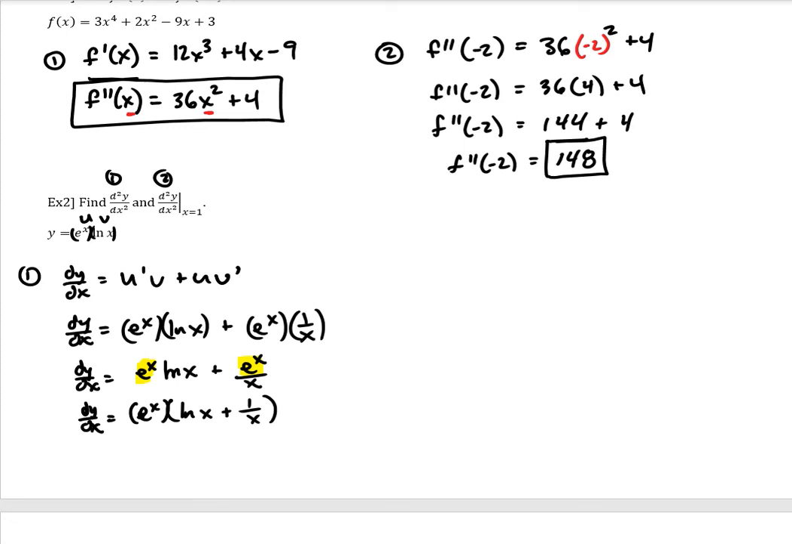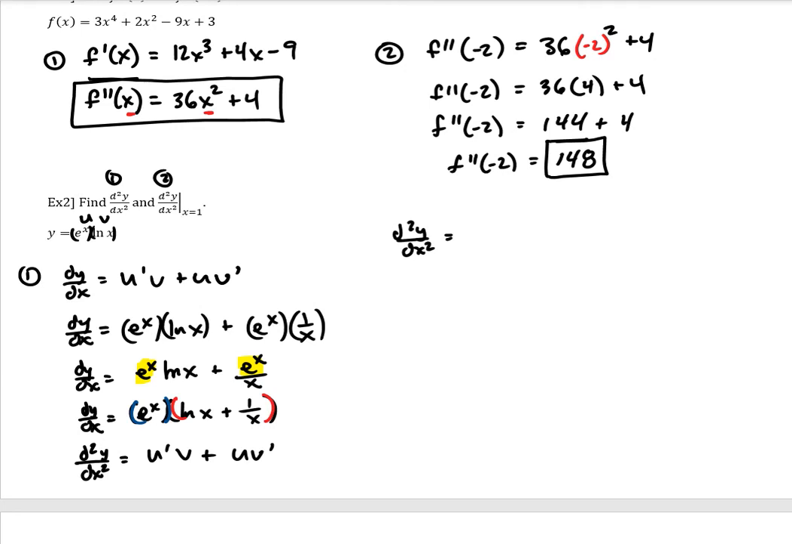Now that I have this, I can find the second derivative, d2y dx2. This is also the product rule. So let's set it up: u prime v plus uv prime. My u would be this one. I'm going to use colors for this. And my v is that one. I ran out of room, so let's put it up here, d2y dx2.